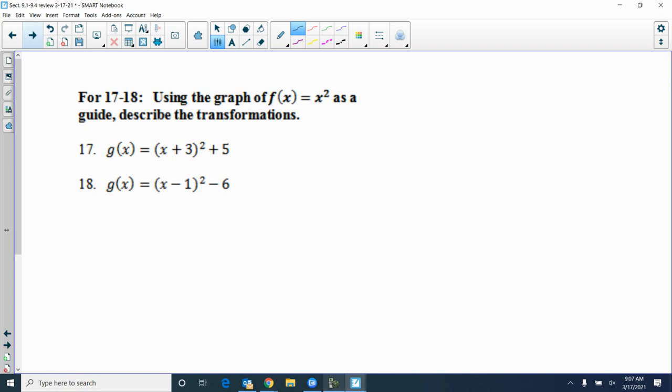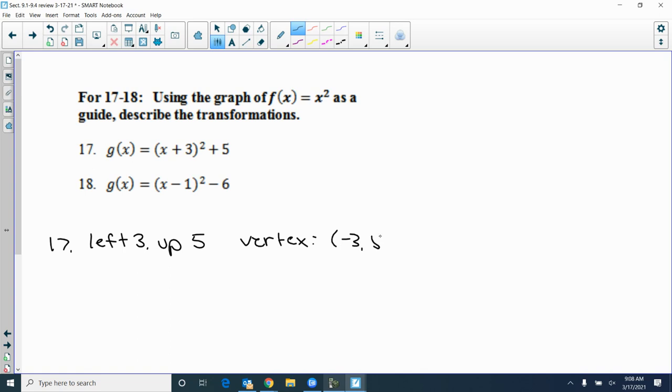Describe the transformations, and I also want you to tell me where the vertex is, even though it doesn't say it specifically. When it says describe this transformation, it means does it move left or right or up or down or both, and then how far? Zach, what do you got? It goes to the left 3 and up 5, and vertex is negative 3, 5. Left 3, up 5, and what did you say the vertex was? Negative 3, 5. That's correct.